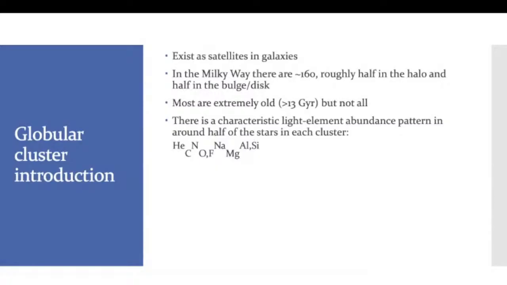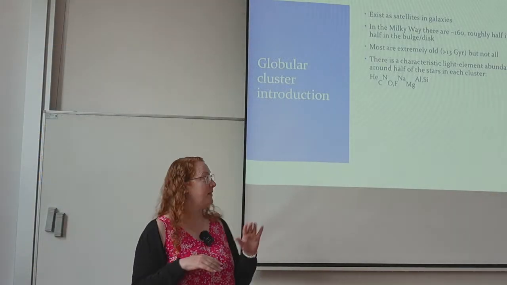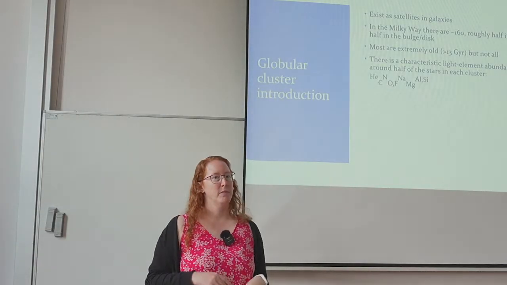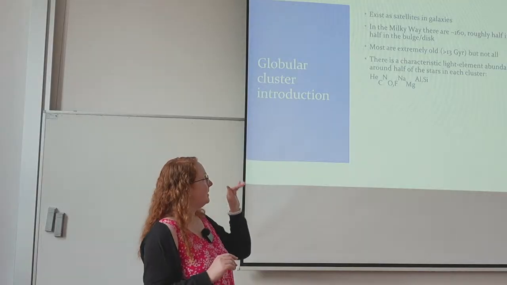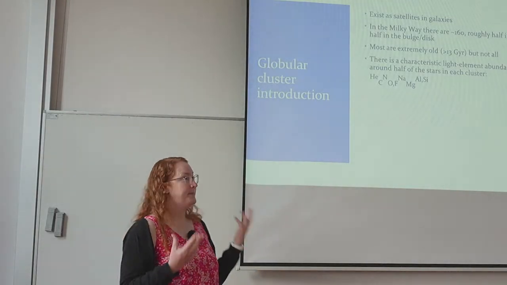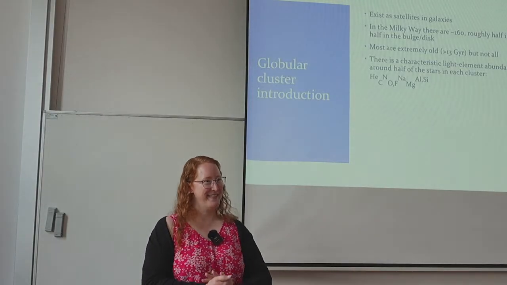Don't worry about it. But one of the things that all of them show is this anti-correlation within the light elements. So about half of the stars in any given cluster have perfectly normal scaled solar halo-like abundance patterns. And the other half are enhanced in helium, nitrogen, sodium, aluminium, maybe silicon, depleted in things like carbon, oxygen, fluorine, and magnesium. And we've known this since the 70s. We have not figured this out since the 70s.